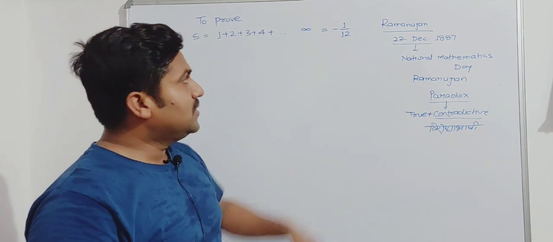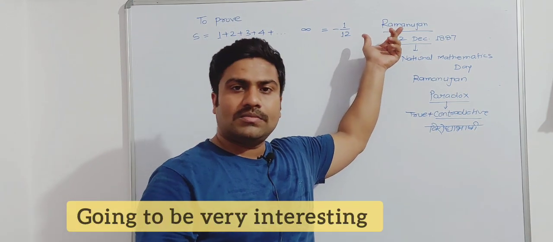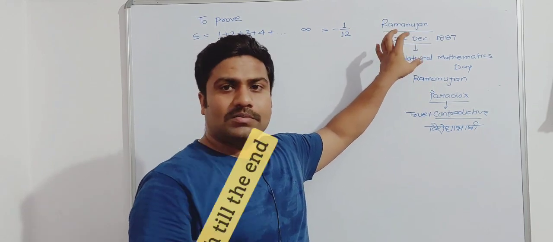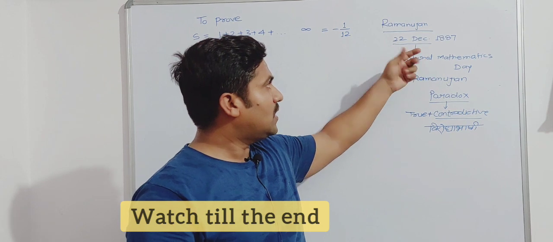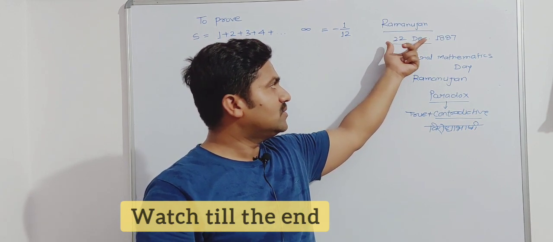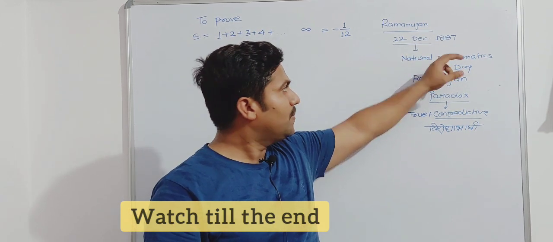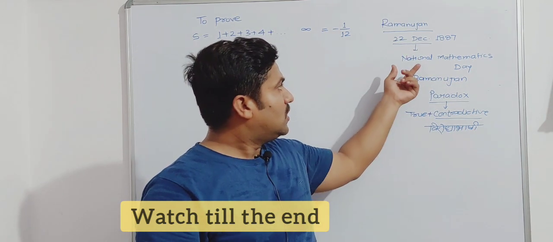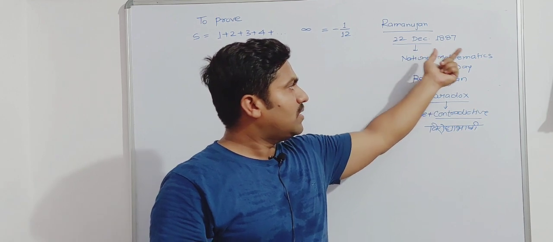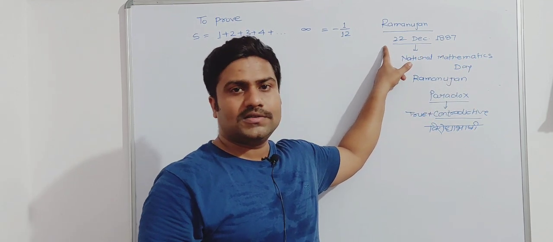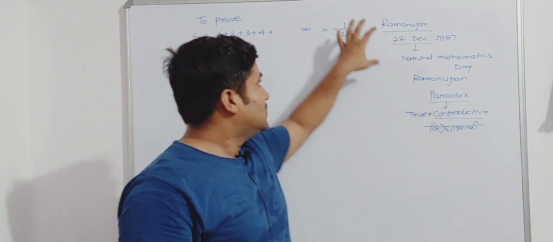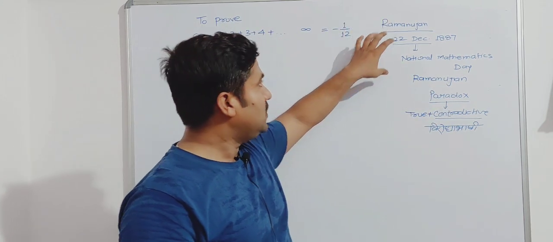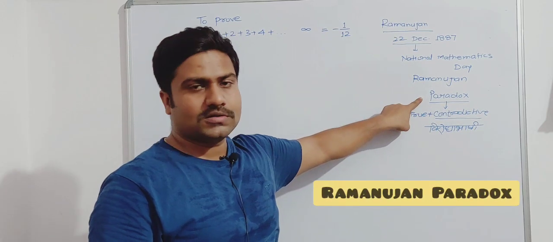But yes, this has been given by our great Indian mathematician Srinivasa Ramanujan, who was a great mathematician during the British rule, and his date of birth was 22nd of December 1887. On the occasion of Ramanujan's birthday, we celebrate National Mathematics Day on 22nd of December every year. This particular statement was given by Ramanujan, that's why it is known as the Ramanujan paradox.